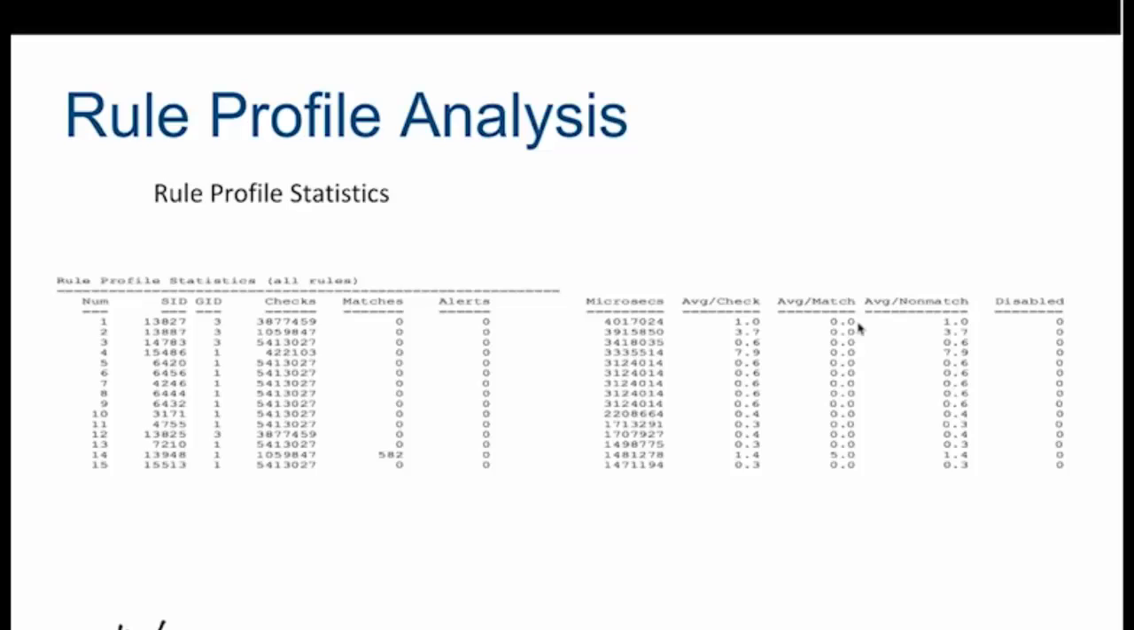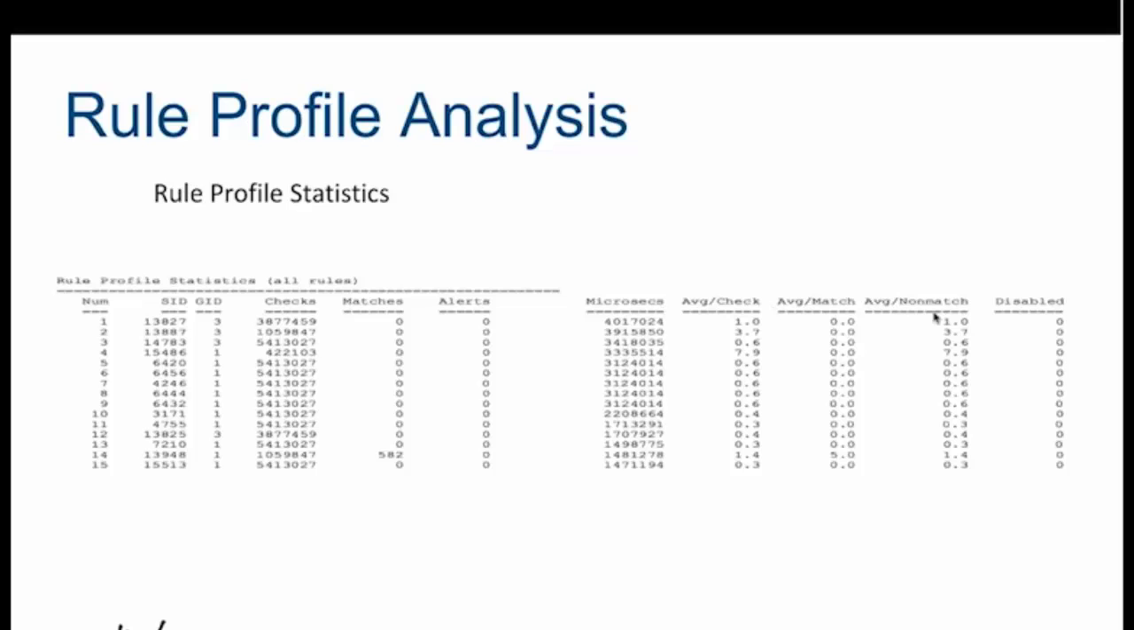Average check shows how much time this rule has been trying to match, and how many times this rule has been triggered, the average match. Average non-match shows how much time this rule has not been triggered. So let's assume there's a rule in the system, and the system is giving it more resources. We can check the check column and the time frame. So it's taking more resources, but there is no match. Average no match is also high.